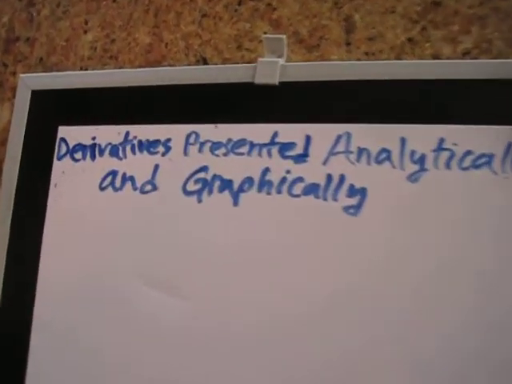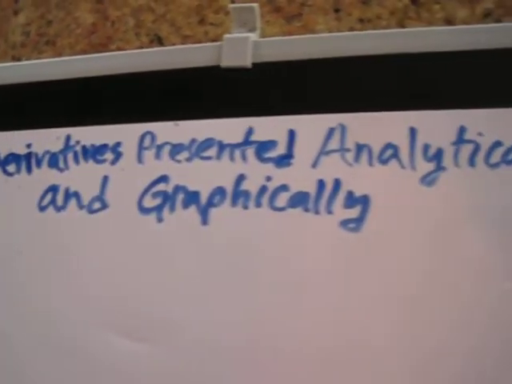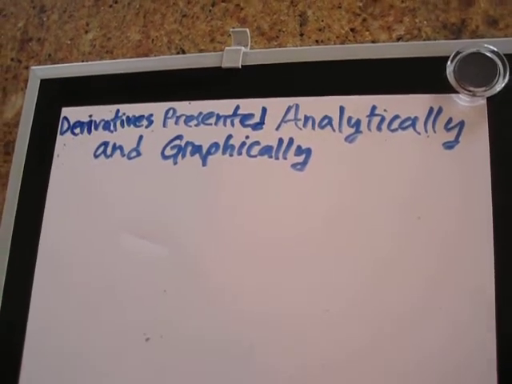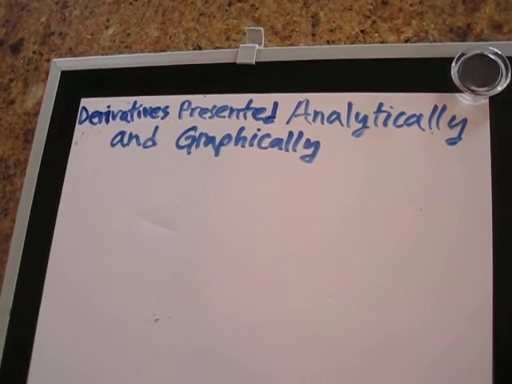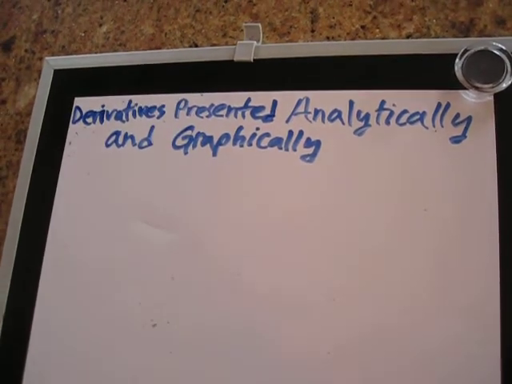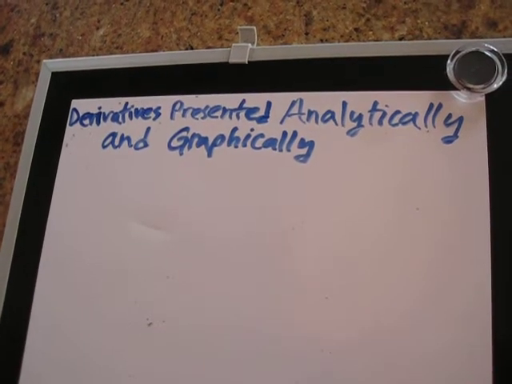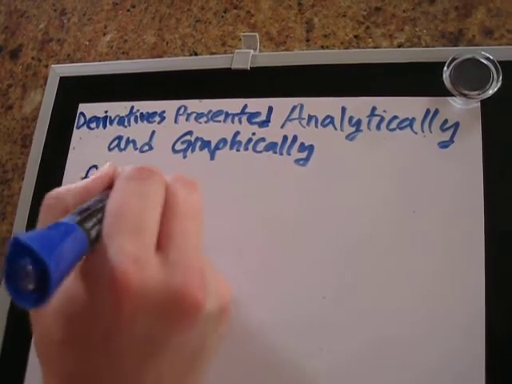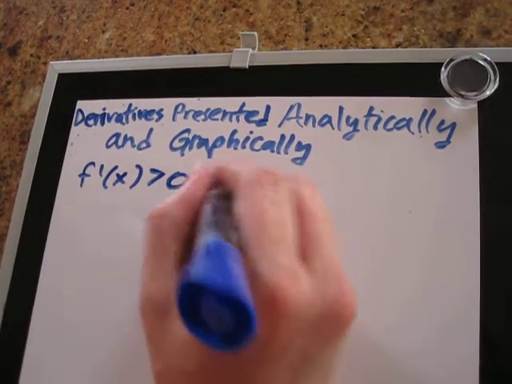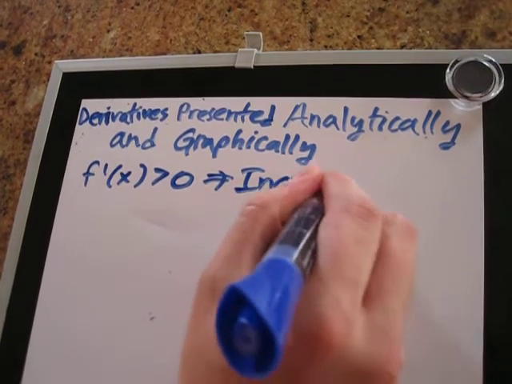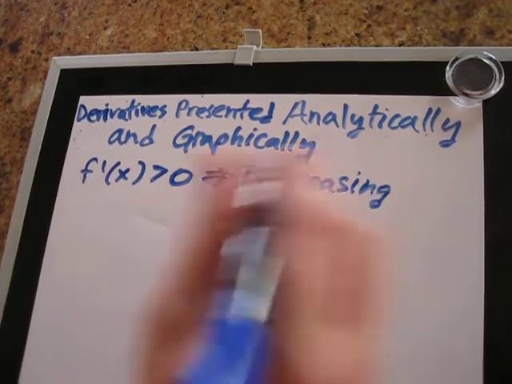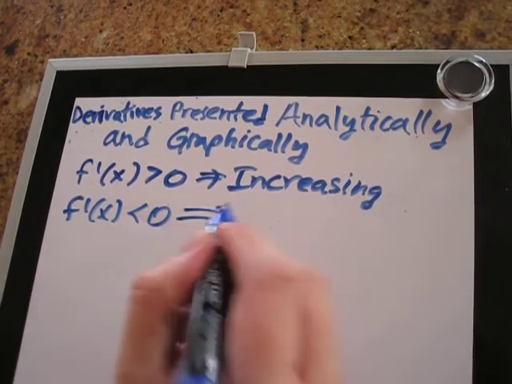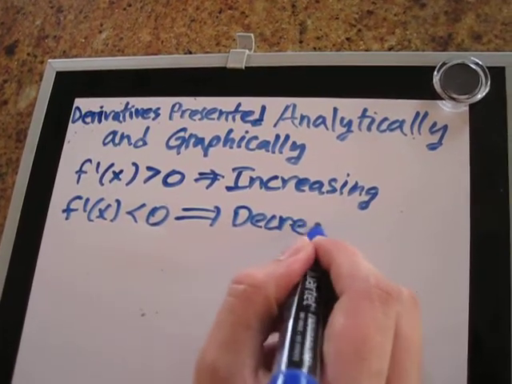We are going to talk about derivatives presented analytically and graphically. Essentially, the important thing here is that the graph of a function can be used to make determinations about its derivative. A function is increasing at a point if f prime of x is greater than 0. The function is increasing. And if f prime of x is less than 0, the function is decreasing at that point.